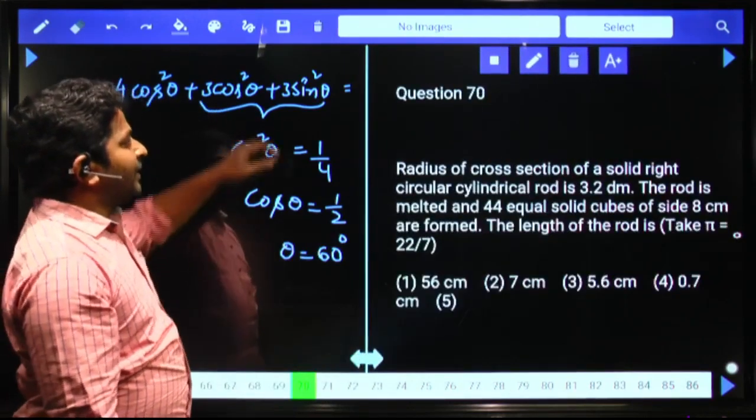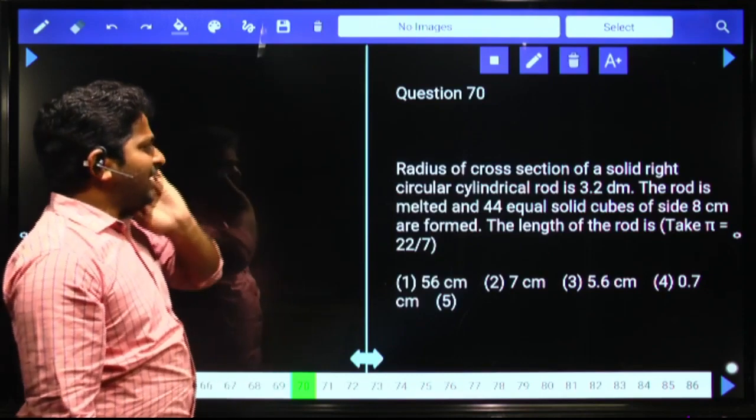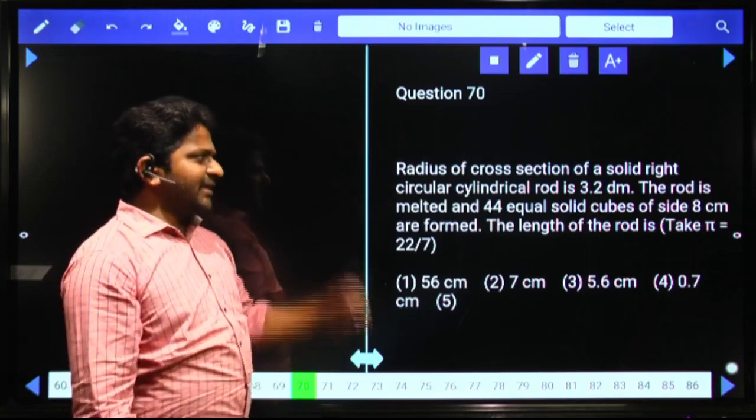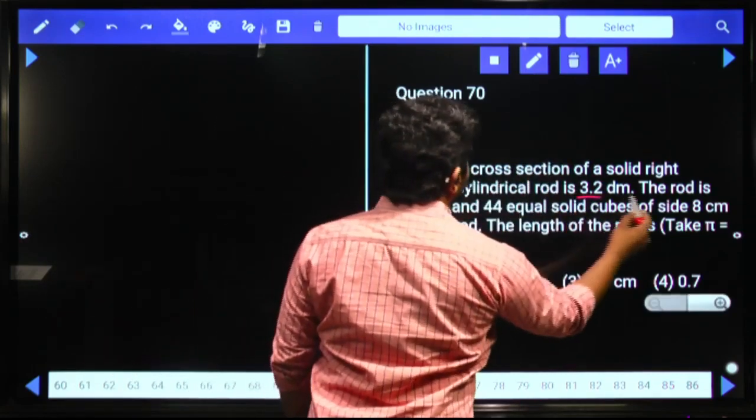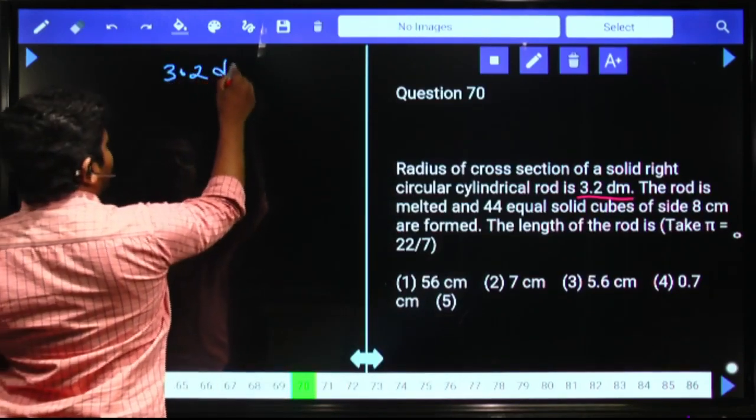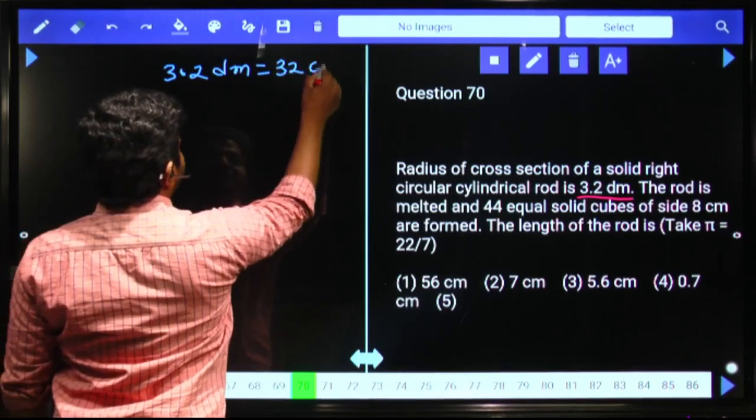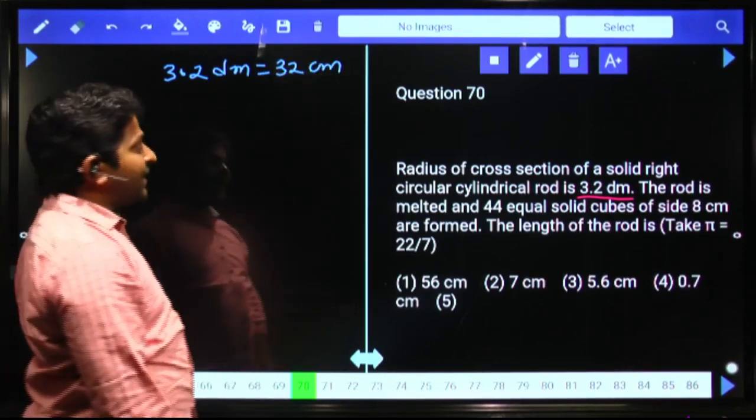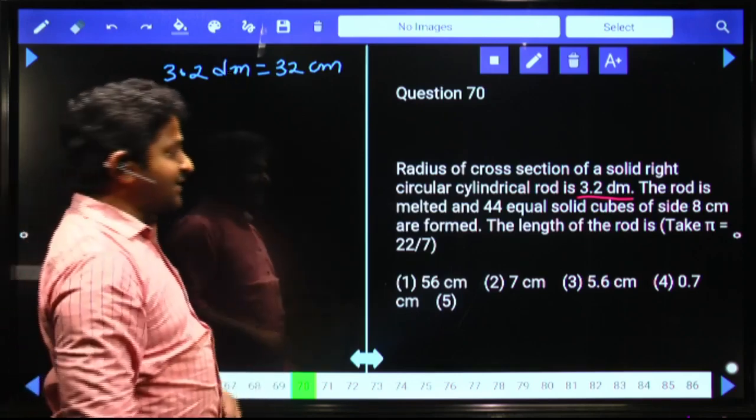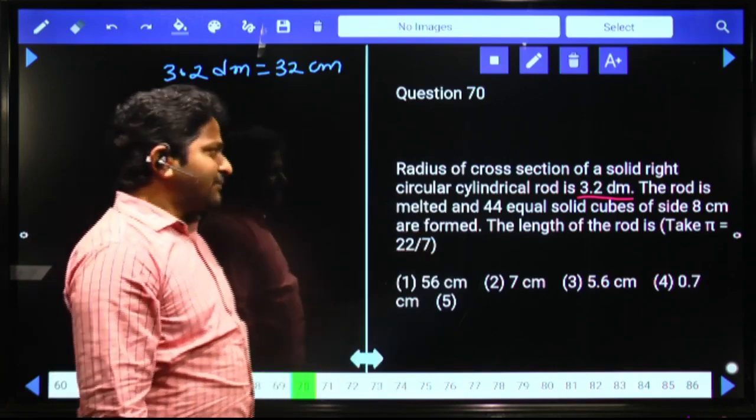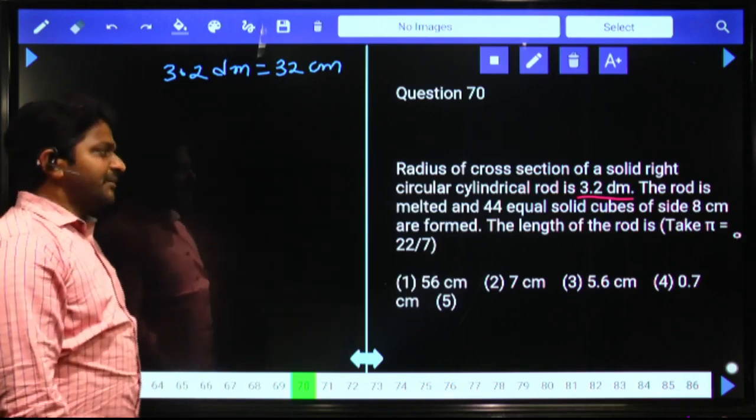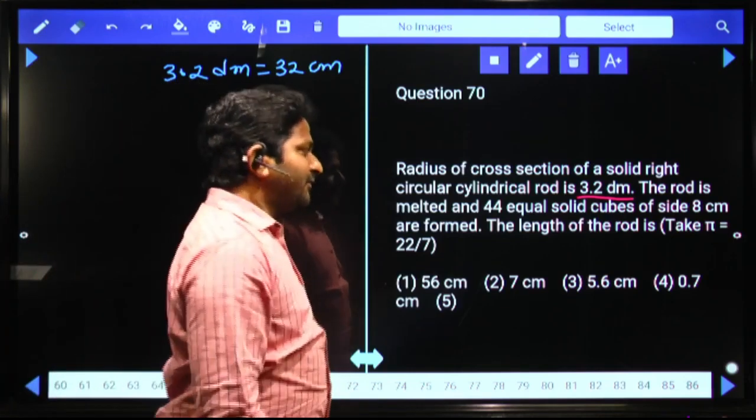Next. Radius of cross section of a solid right circular cylinder. For a cylinder, radius is 3.2 dm. Do remember 3.2 dm in the sense, which is equal to 32 centimeters, 10 times of this. 1 dm is equal to 10 centimeters. 3.2 dm is equal to 3.2 into 10 centimeters, that is 32. The rod is melted and 44 equal solid cubes of side 8 centimeters are formed. Then the length of the rod is, okay.